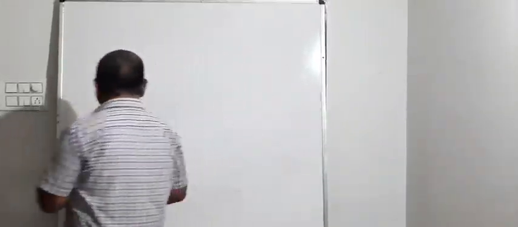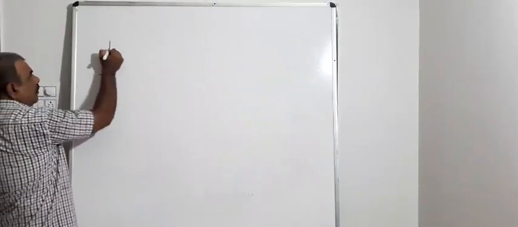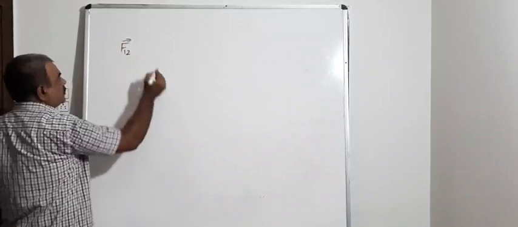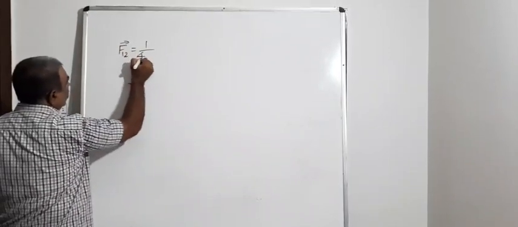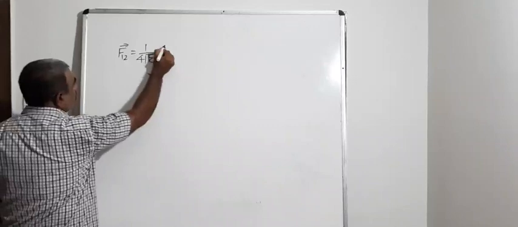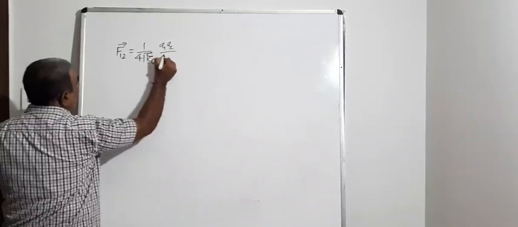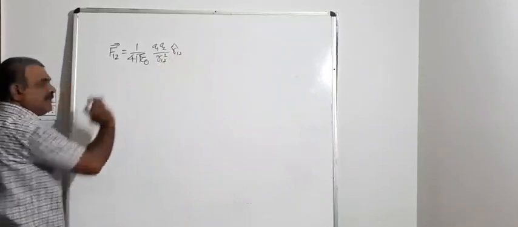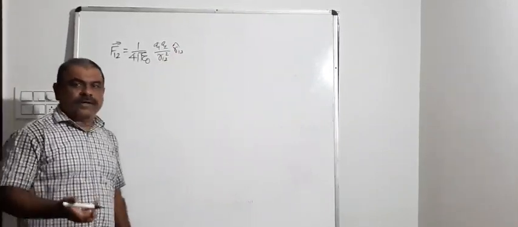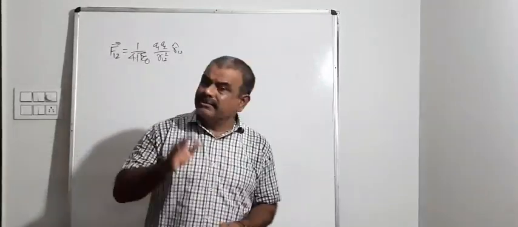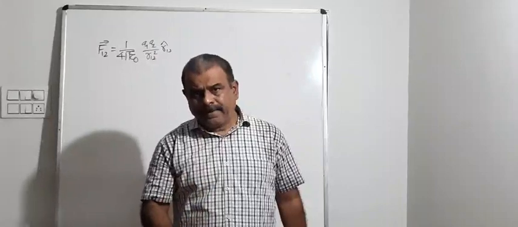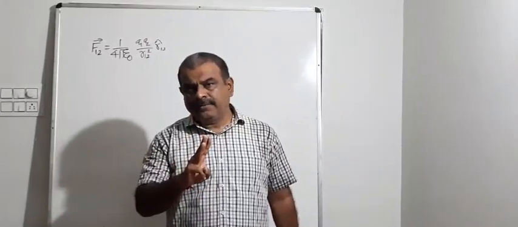What we have gone through: F12, force on charge 1 by charge 2, is 1 over 4 pi epsilon 0, Q1 Q2 by R12 square, into R12 cap. Similarly F21. The vector representation we have gone through in this way as per the textual concept. But as far as solving the problem, remember 3 points.